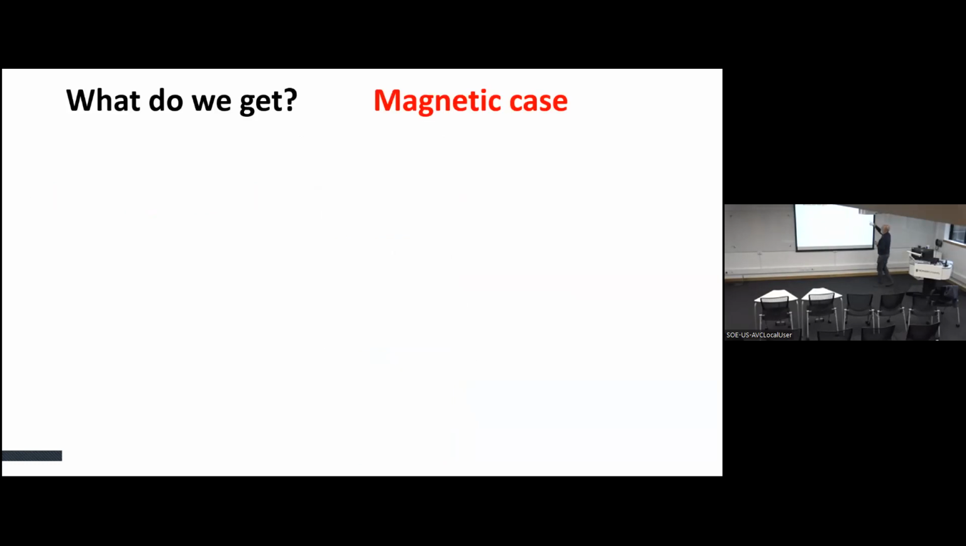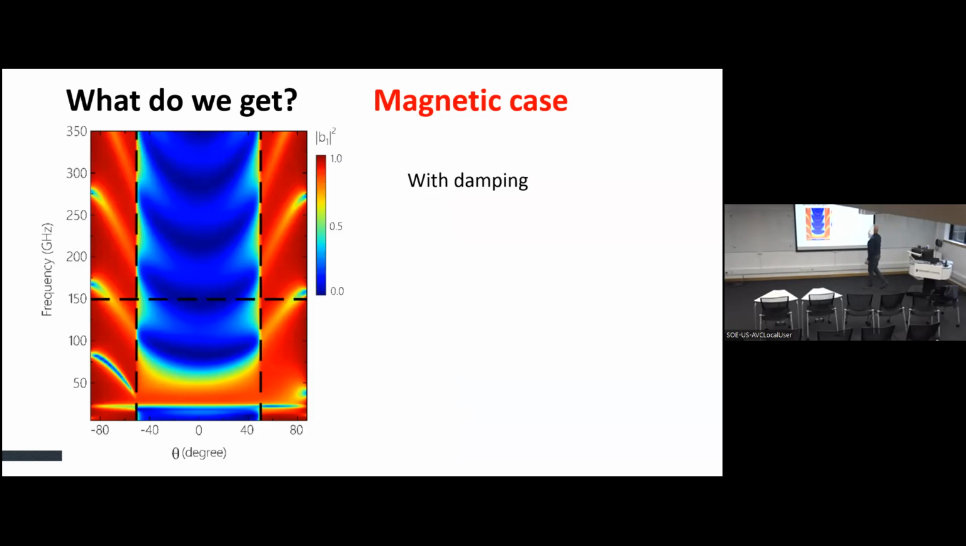Okay, now I'm going to imagine I just turn on the magnetism. I've ignored it up till now, and I'm turning on the magnetism. I'm turning on damping. And now you see something very different. Again, frequency here, angle of incidence here. And look, there's this giant surface wave over here that it's coupled to, and nothing over here.